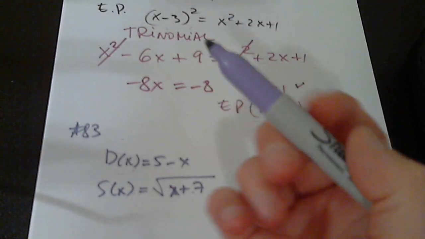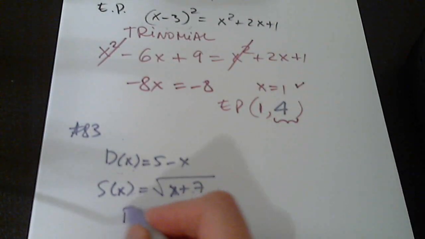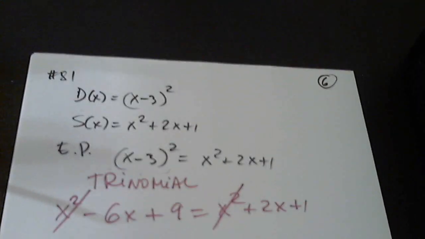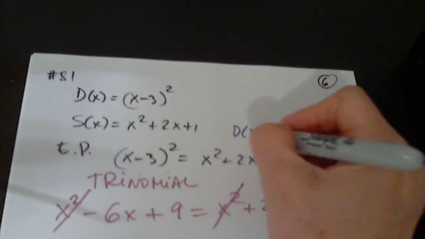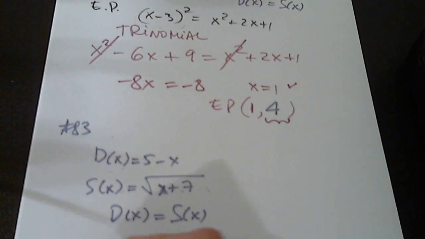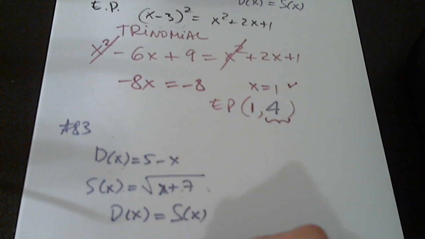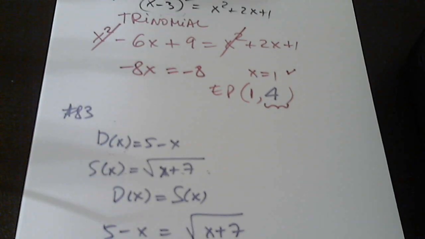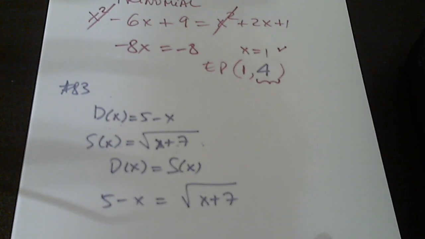So in order to determine the equilibrium point, I have to set the demand equal to the supply. Maybe I should have said this here also. I did it, but I didn't write the initial. Good. So the left-hand side is 5 minus x. The right-hand side is the square root of x plus 7. How do we solve such an equation? Can anyone guess, an informed guess? What do you think? What should we do?